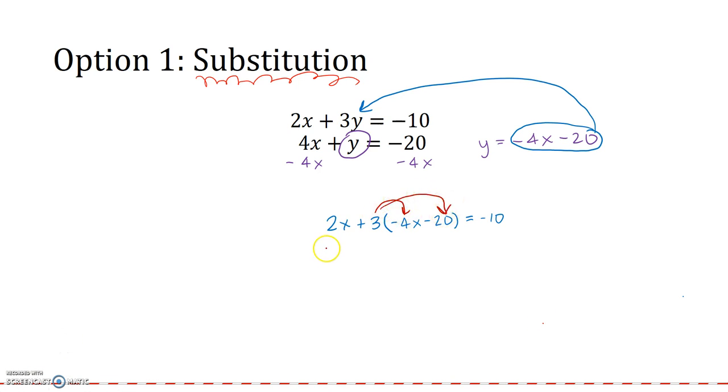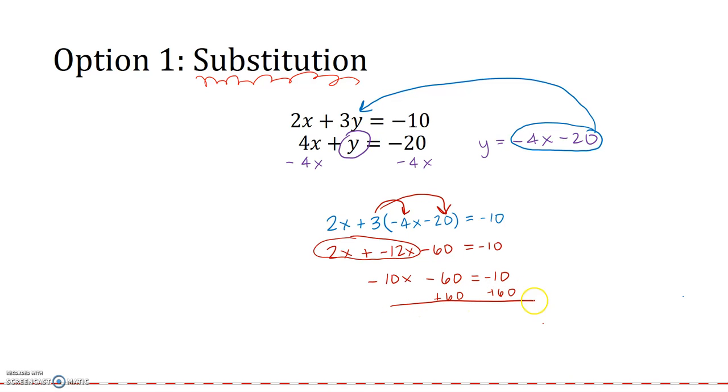I'll use the distributive property. So I have 2x plus 3 times negative 4x, so that's negative 12x. 3 times negative 20 is negative 60 equals negative 10. I'll combine these two guys together. 2x plus negative 12x makes negative 10x minus 60 equals negative 10. I'll add the 60 to the other side. And I have negative 10x equals 50. Then I will divide both sides by negative 10. So x gives me negative 5.